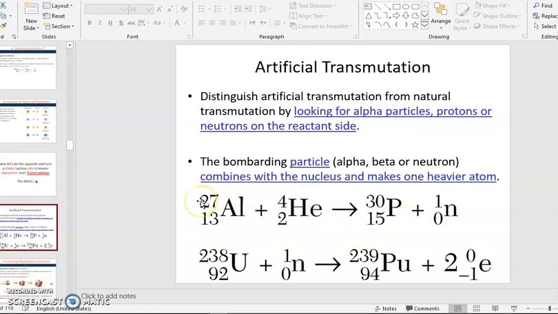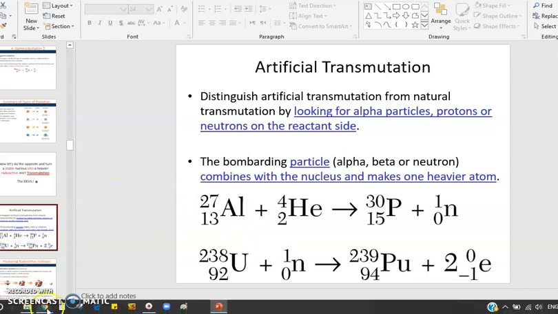For the calculations and the equations, anything on the top on the reactant side has to be equal to the top on the product side. Anything at the bottom on the left side has to be equal to the bottom on the right side, and so on. So let's try to practice.